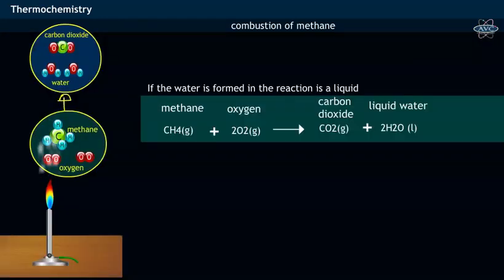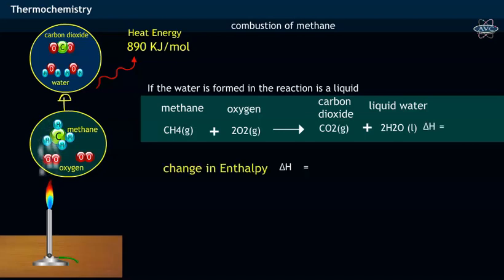Combustion reaction of methane, wherein liquid water is formed as a product, may be equated as shown. During this combustion reaction, more heat energy is liberated, that is around 890 kilojoules per mole, or change in enthalpy or delta H value equivalent to minus 890 kilojoules per mole.